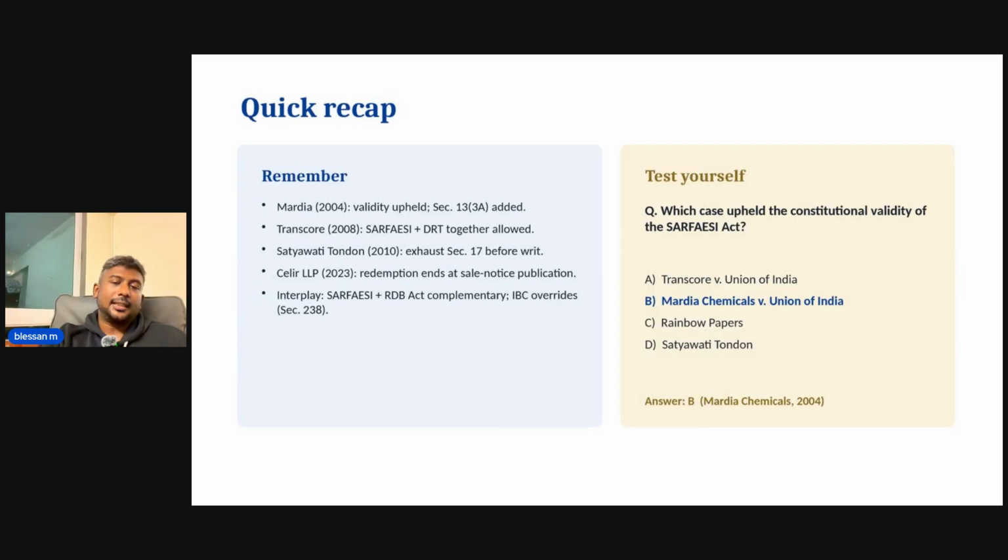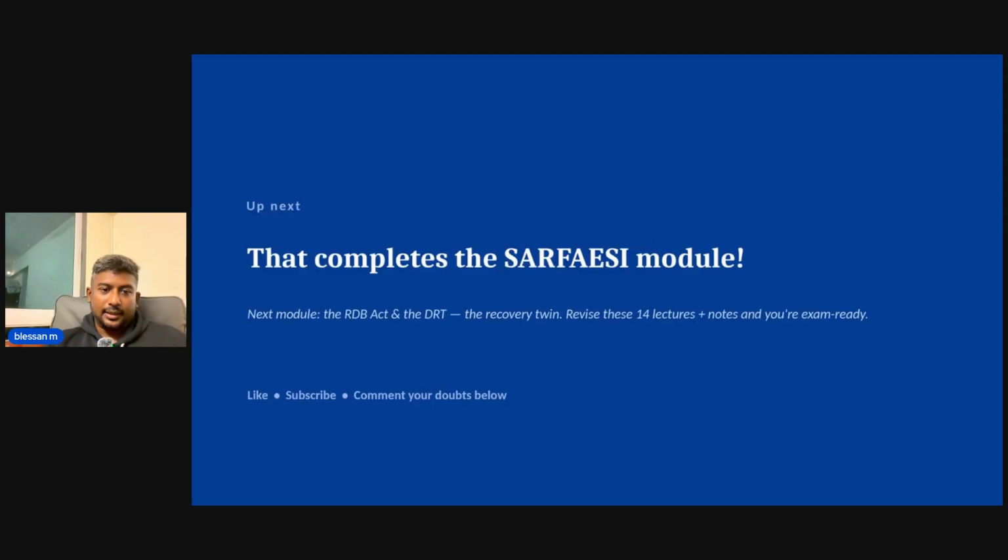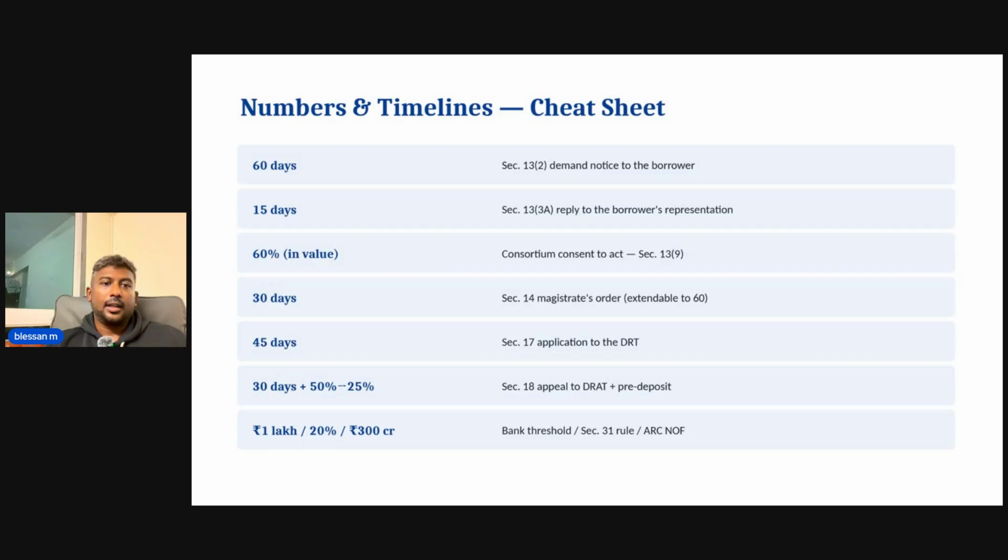The numbers and timelines are very important. First, 60 days for the 13(2) notice. A lender has to give a 13(2) demand notice for 60 days. Within that 60-day period, if the borrower wants to make a representation, he can make a representation, and a reply to the borrower's application has to be given within 15 days by the lender. If they are not giving it, then remember the SARFAESI action can be struck down.